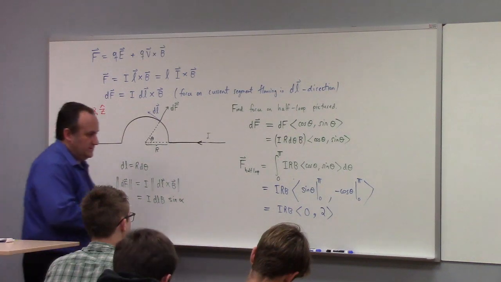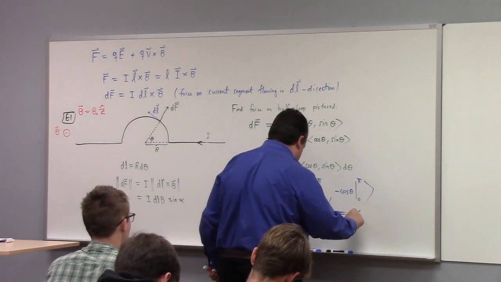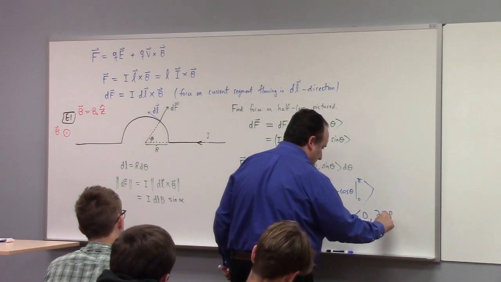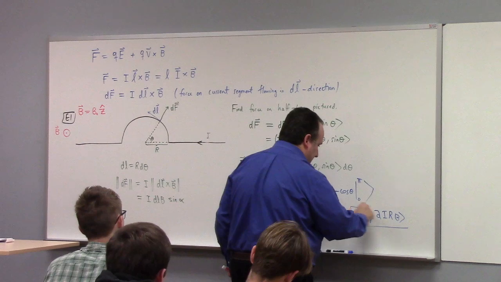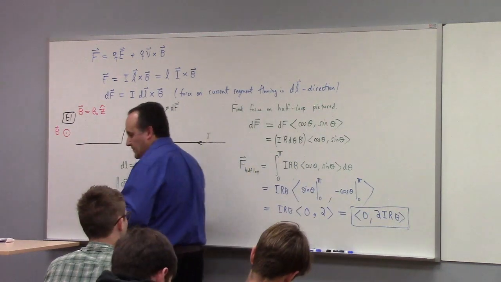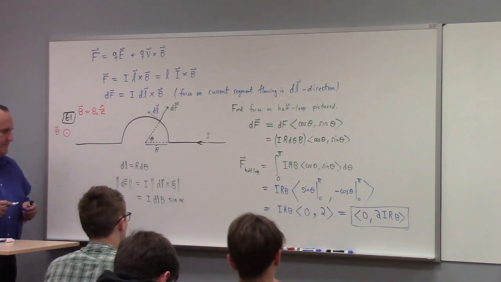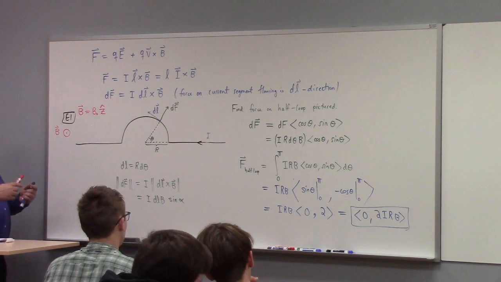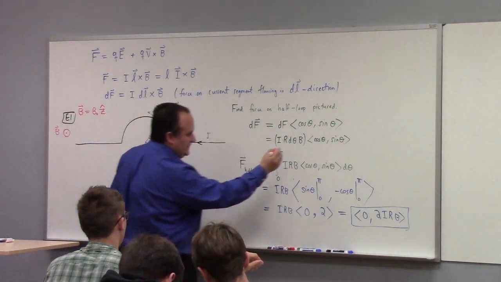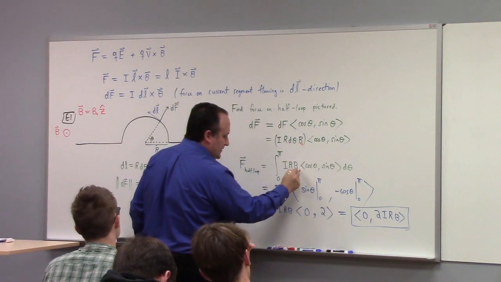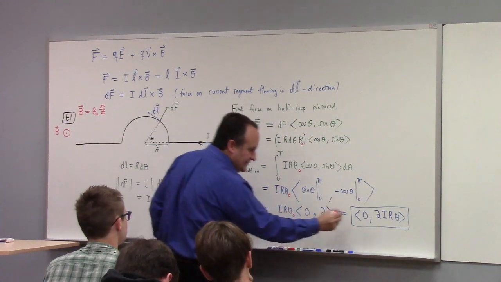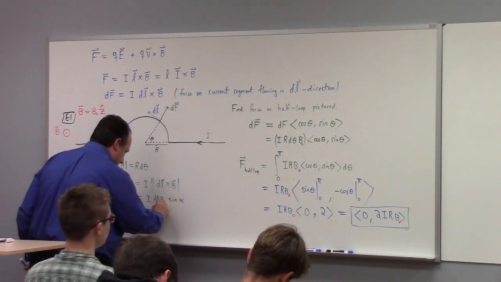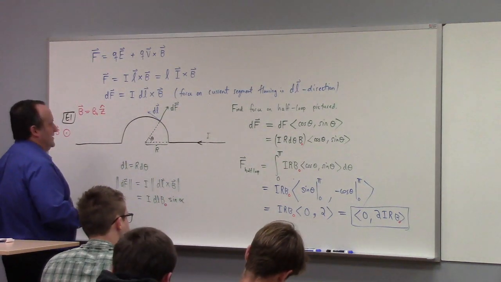So there you go. The answer is 0, 2 IRB. That is the net force on the half loop. And of course, I've lost my B naught, so my bad. Let me add the naughts back in. I'll do them in red. There was a naught here. Naught, naught, naught, naught, naught. I think I got all my naughts.